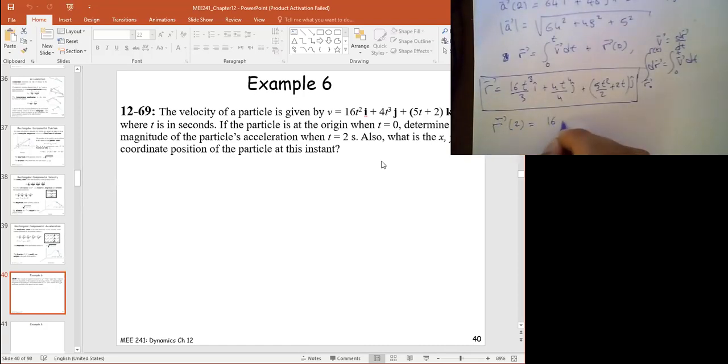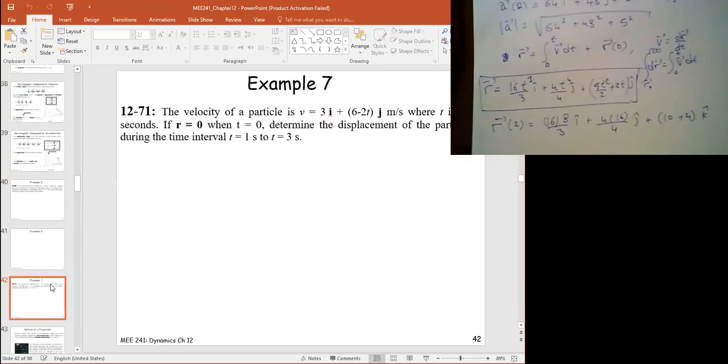So it's going to be 16 times 2 to the power 3, which is 8, over 3 i, plus 4 times 2 to the power 4, which is how much? 2 times 2 is 4, times 2 is 8, times 2 is 16, over 4 j, plus 2 squared is 4, over 2 is 2, times 5 is 10. So 10 plus 4k. Okay, so that is your position. That simply tells you that at time 2, you are at this value in meters in the i direction, this value in the j direction, and this value in the k direction. All right, pretty basic.